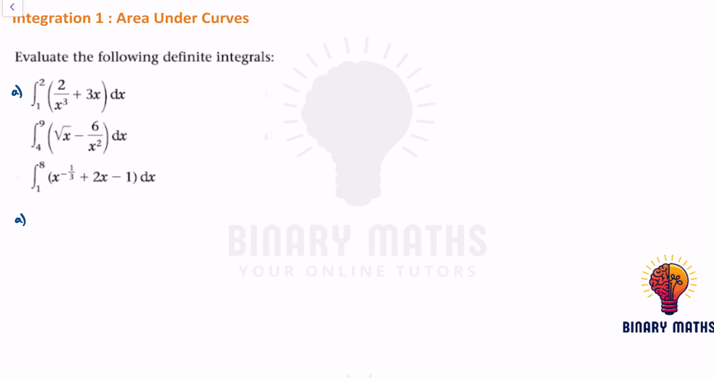So A is the definite integral from 2 to 1. 2 over x cubed can be written as 2x to the minus 3. So always change to index form first. Plus 3x, all integrated with respect to x, dx. Now that I've got it in index form, all I need to do is integrate it.